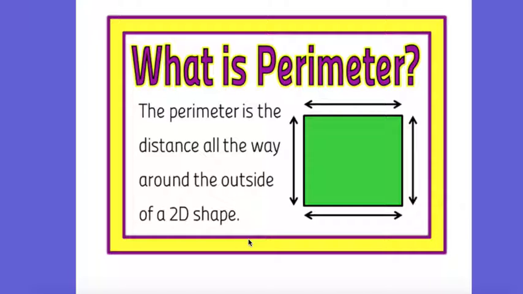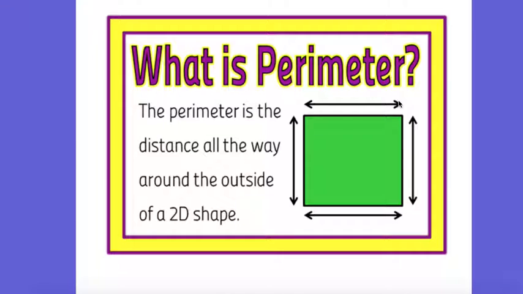So the perimeter is just the measurement or the distance all the way around a shape. So if you see this square, if we could measure this side and add it to this side and add it to this side and add it to this side, we would have the perimeter around the shape.